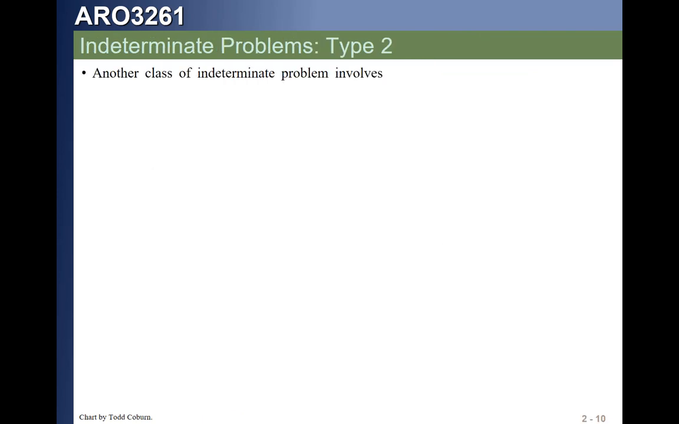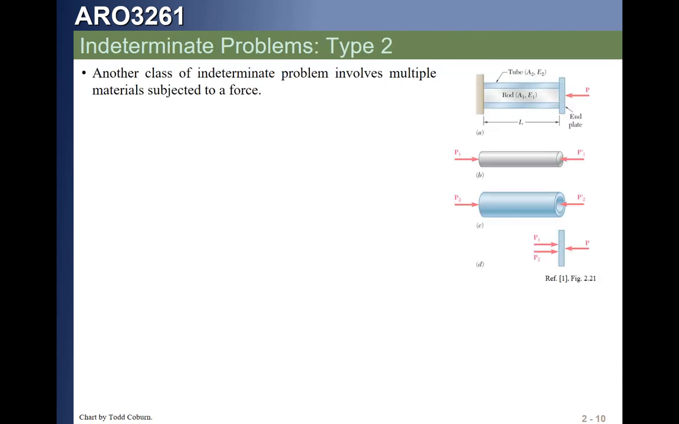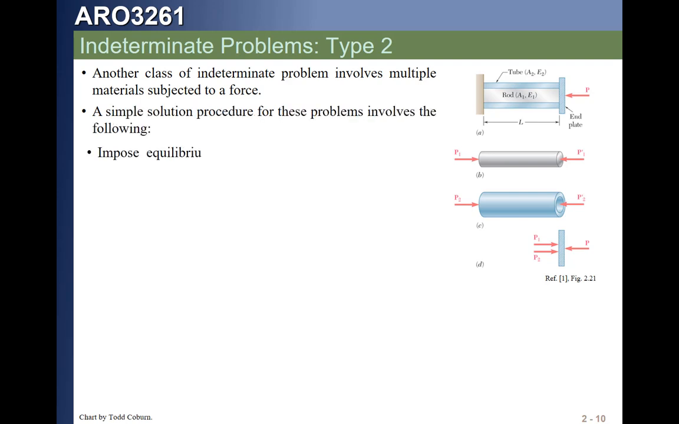Here's another type of indeterminate problem. In this particular case, we have two members. They have the same length. They're different materials and different areas. So under the action of the force P, if we apply a force P, then we can calculate the deflection. The deflection is going to be the same in both materials. So we can calculate the deflection of the inner material and the deflection of the outer material, and those two deflections must be the same.